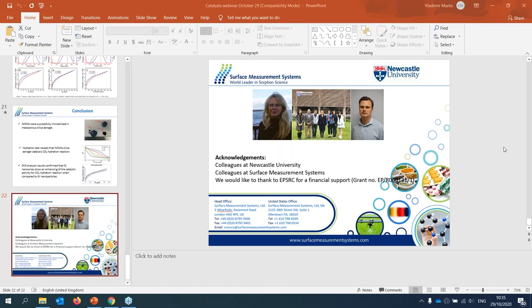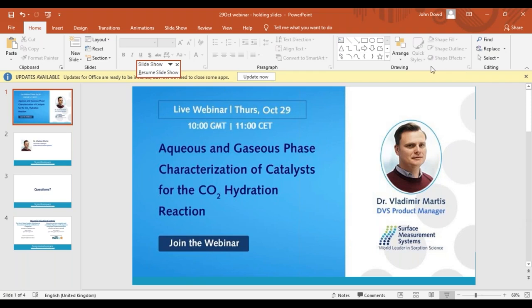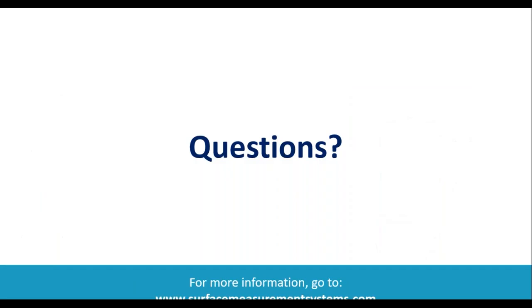If I could just get the ball rolling, Vladimir, could I ask if there's any particular need or query that caused you to explore this topic in the first place? One of the main needs was to improve the catalytic performance of the existing catalysts, and also to be able to employ the readily available silica aerogels for this kind of reaction. So we just want to use more natural materials.